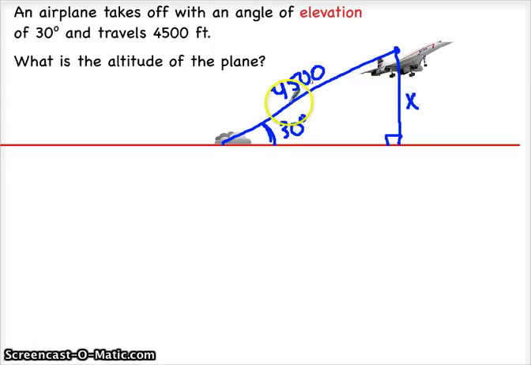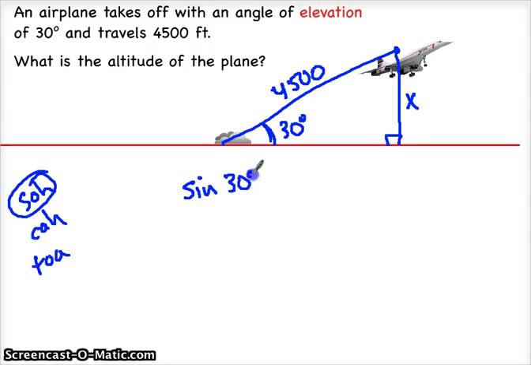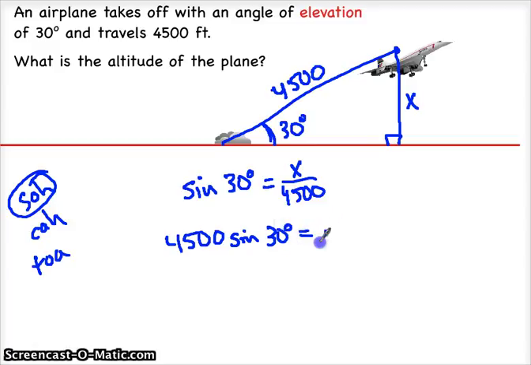Well, if we're looking for the opposite using the hypotenuse, remember opposite and hypotenuse, when I think SOHCAHTOA, are going to be the SO. So the sine of 30 degrees is equal to x over 4,500. If I multiply that denominator over to the other side, we can solve for x fairly simply. 4,500 times the sine of 30 degrees equals x.